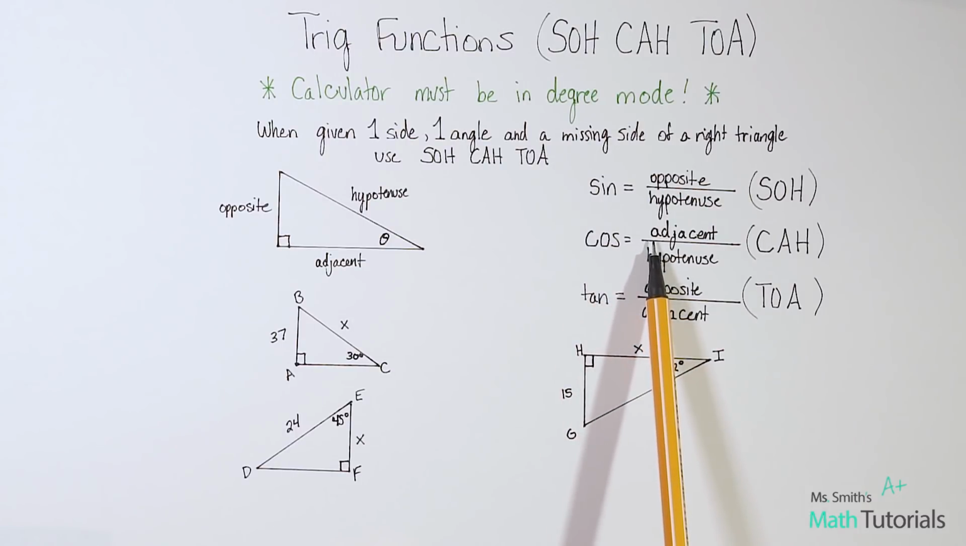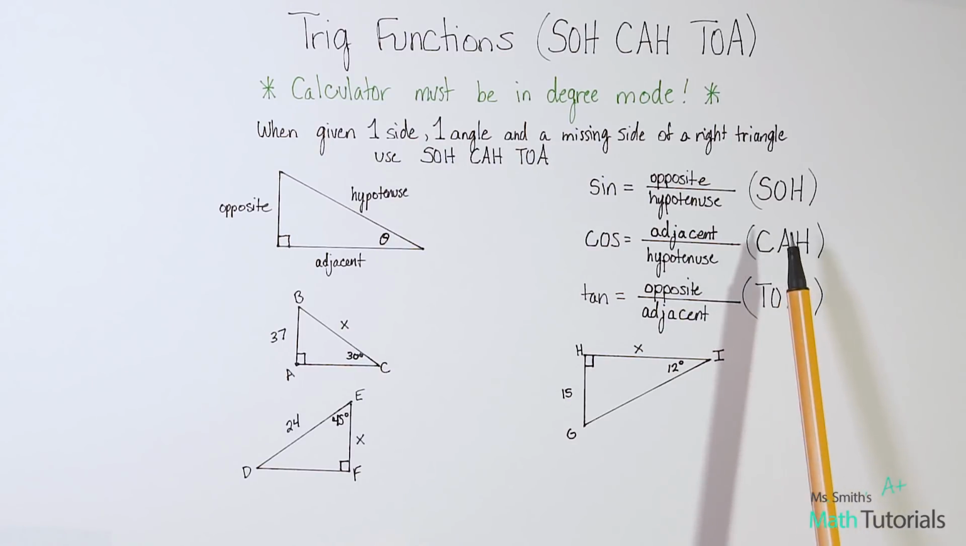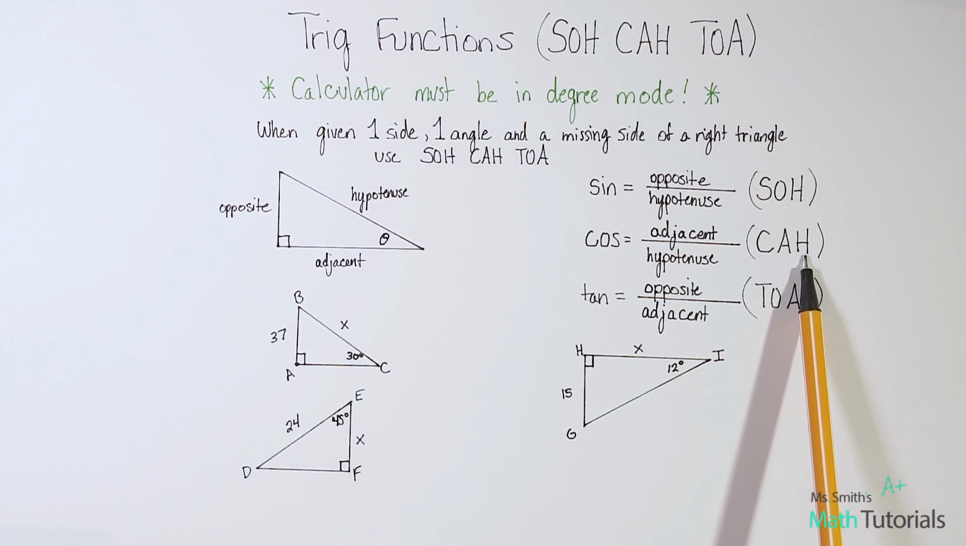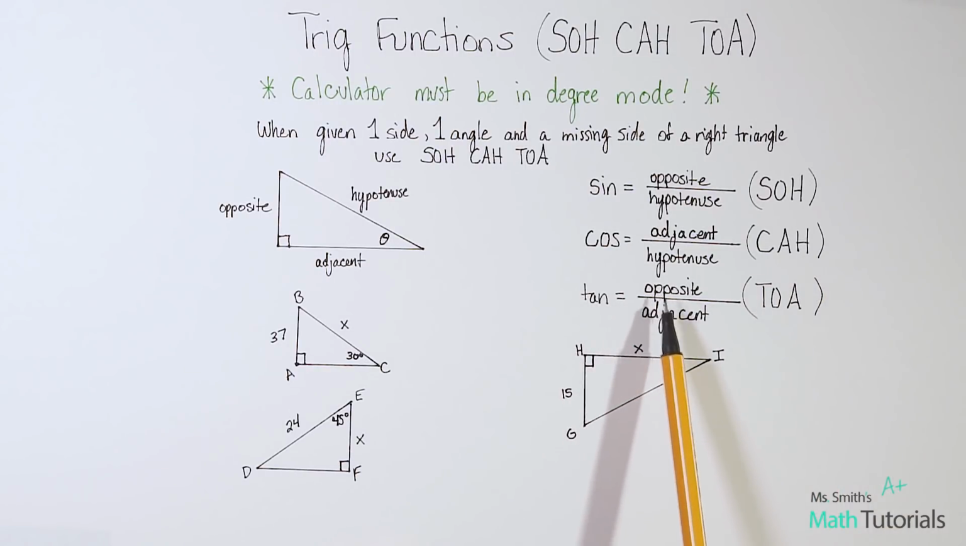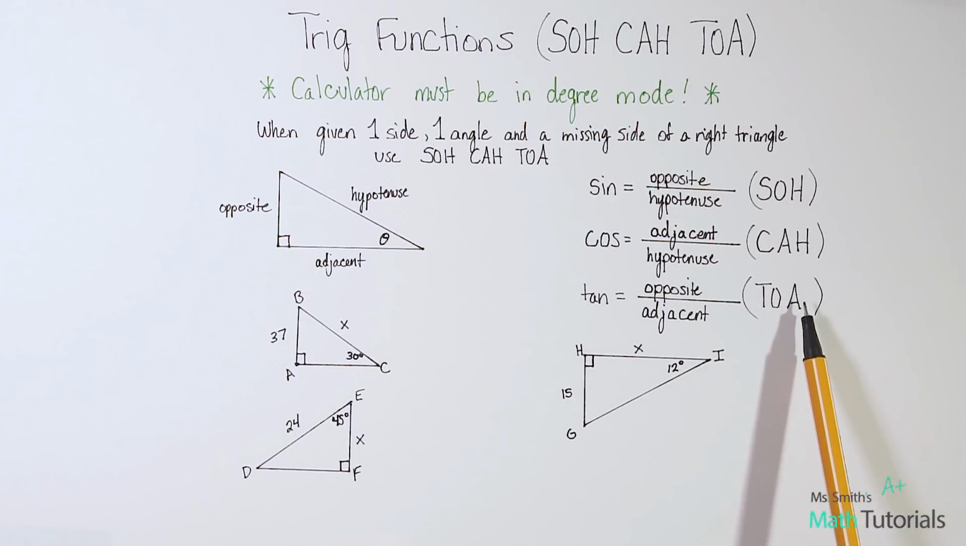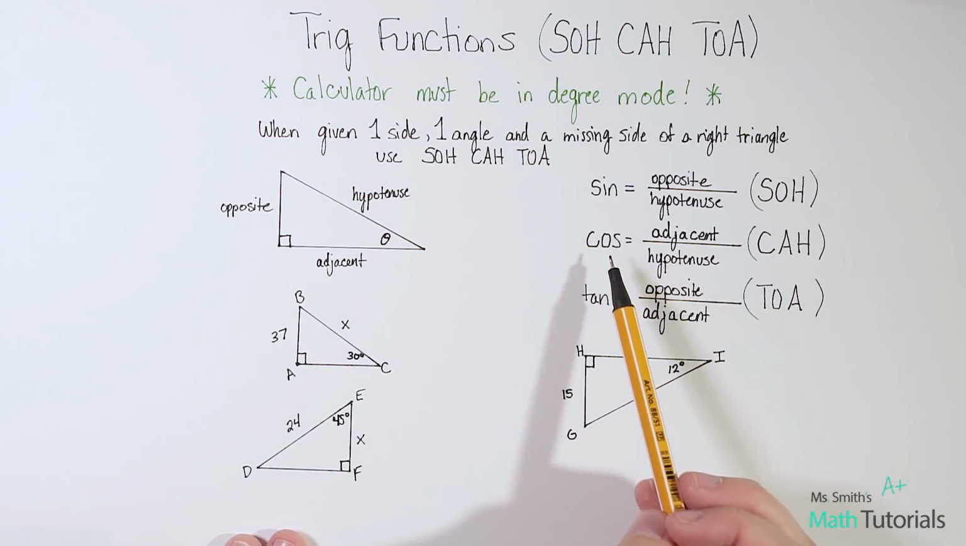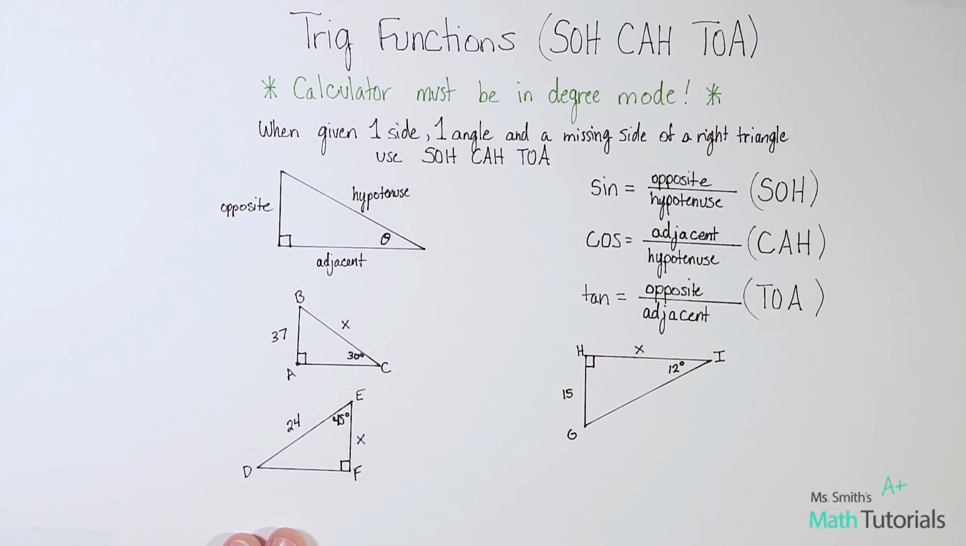Cosine is adjacent over hypotenuse. Tan is opposite over adjacent. So SOHCAHTOA is just a helpful way for us to remember. That's all it is. We will only use one trig function at a time. Now, sometimes in problems, we'll use more than one in the same problem, but we are only going to use one at a time, and we'll see how those work.